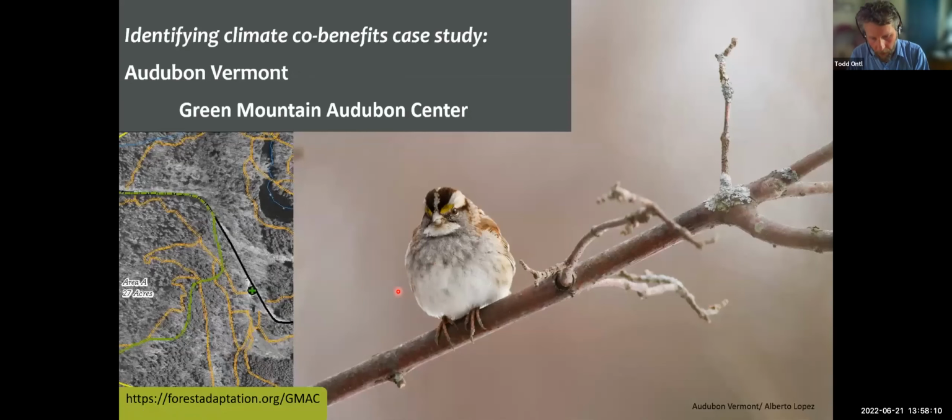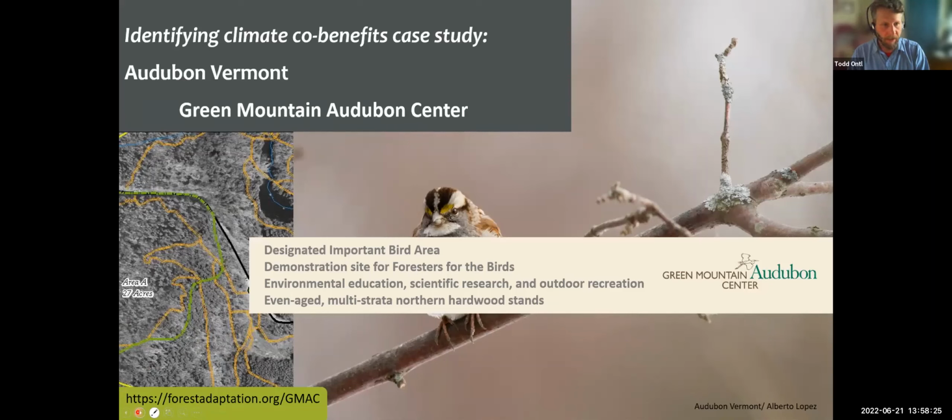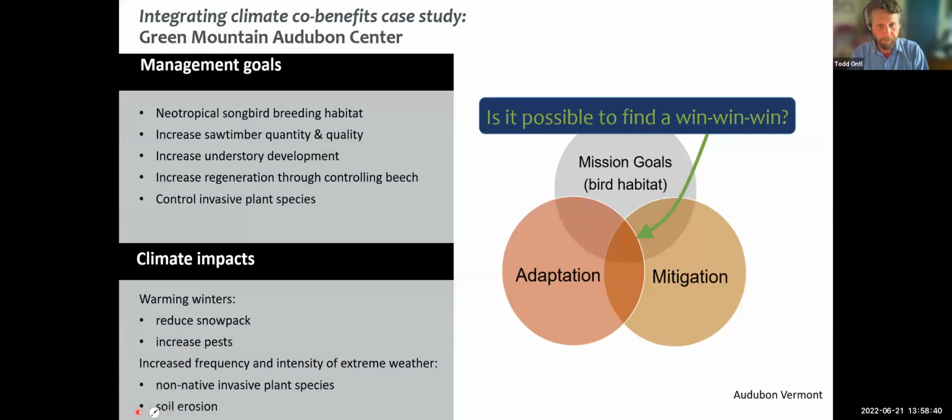And so I know we're running out of time here, and I wanted to give one very brief example. This is from Audubon Vermont's Green Mountain Audubon Center, which used our forest carbon management menu. It's an important bird area, and a demonstration site for foresters for the birds. They were revising their forest management plan for an even-aged multi-strata northern hardwood site.